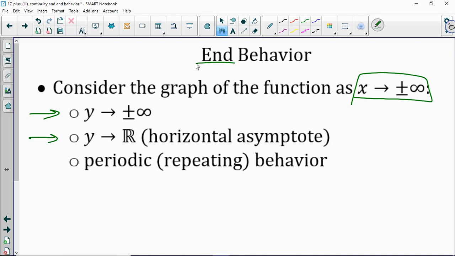The second is that the y value could settle in on a particular value, some real number, and that's going to be a horizontal asymptote. And for this video, this is all that we're going to consider, just these 2. There are other options out there. So we have periodic, which just means something that repeats, and we will look at those later on when we do trigonometric functions later on in this course. Then we'll see some periodic behavior, but we won't really discuss that today.